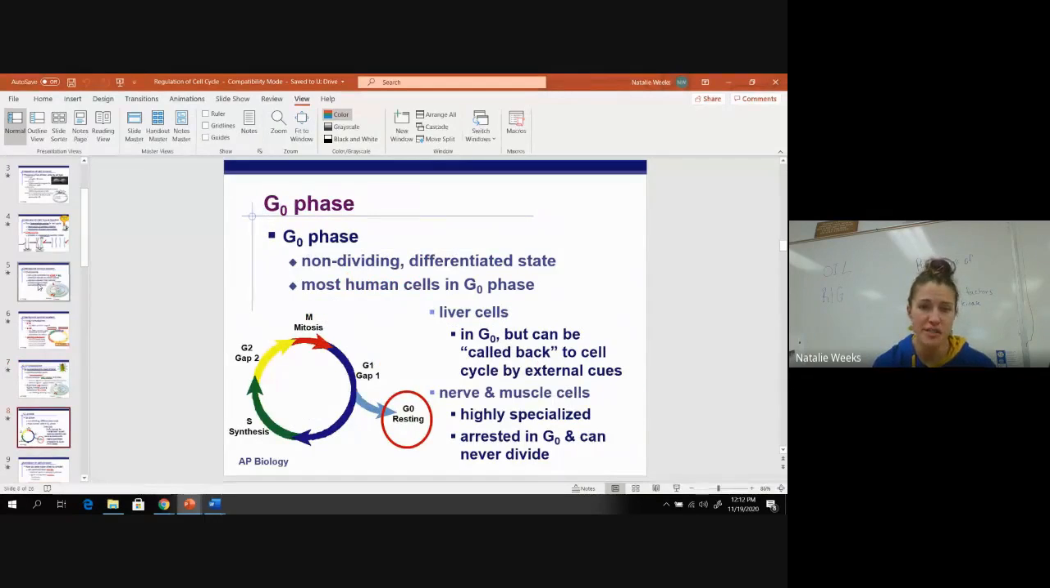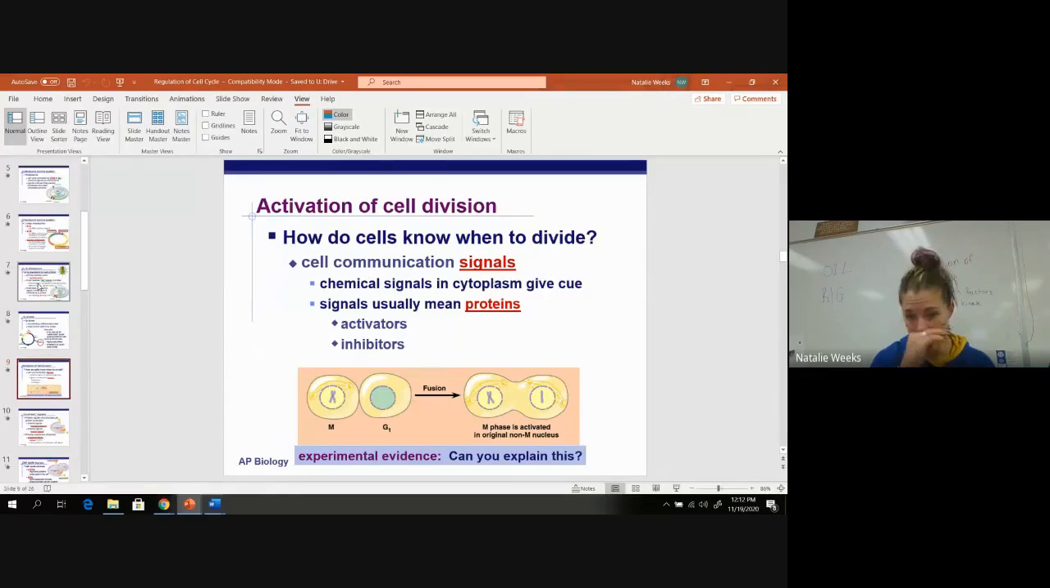When we're talking about the G0 phase, this is like ultimate interphase. It's a non-dividing, differentiated state cell. Most of your cells are in the G0 phase. They're just hanging out. Nerve and muscle cells are called arrested in the G0 phase, and they can never divide again. Once again, we are finding new research that this is not always the case, which is very interesting. And the really cool thing about science is that we're always discovering new stuff.